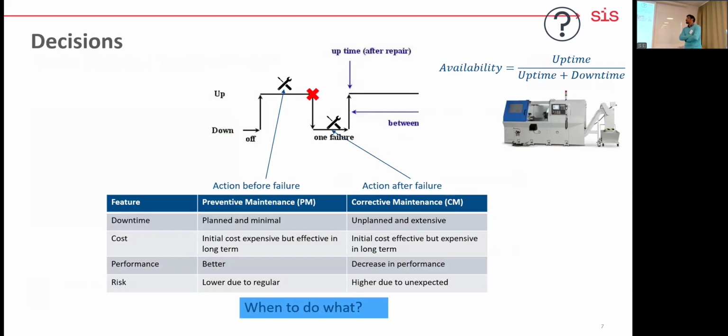This is one of our major decisions. When any component or system fails, when do we have to take action? Before failure or after failure? Which is the best? We don't know, because each type of decision has its own complications and impact.